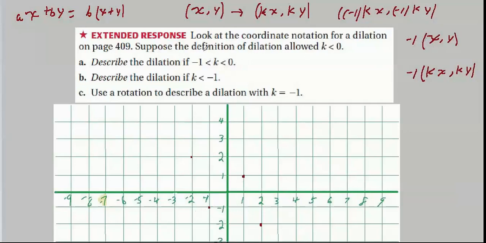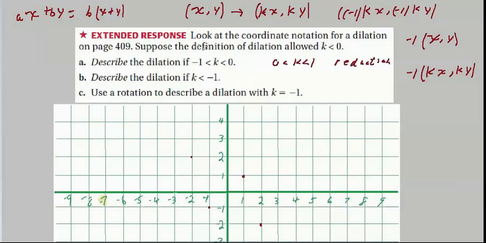So the dilation, if k is between 0 and minus 1, well, let's pretend that k is between 0 and 1, and we just pulled the negative 1 out. Well, what does that mean? That means it's a reduction. That leads to a reduction.